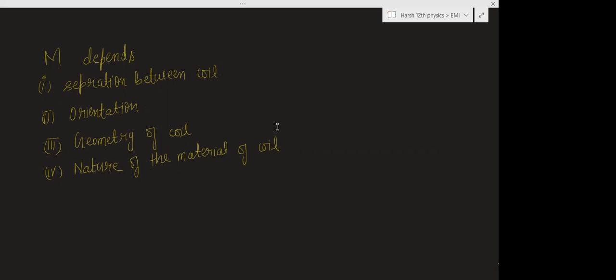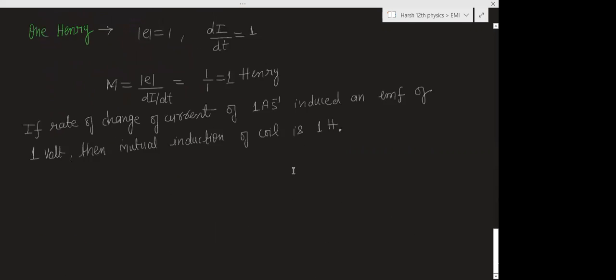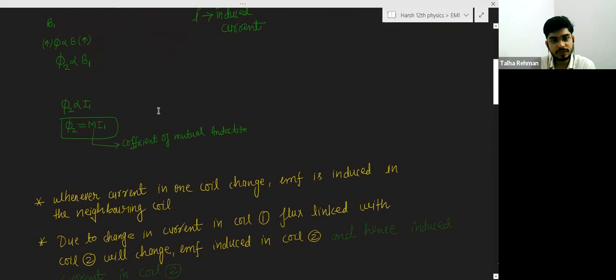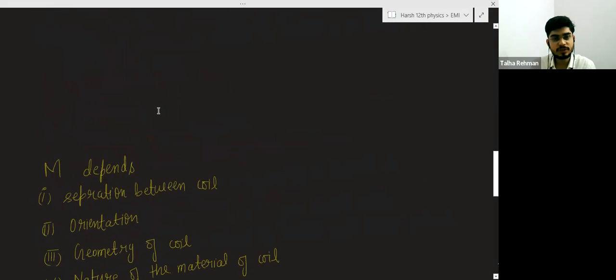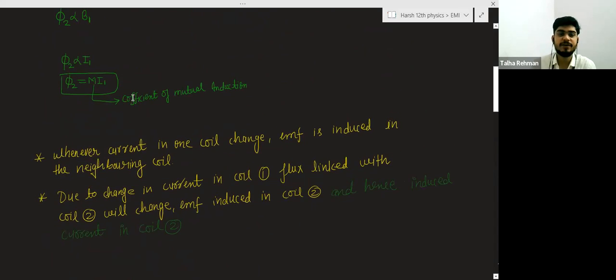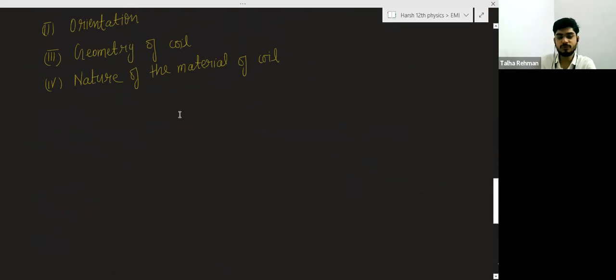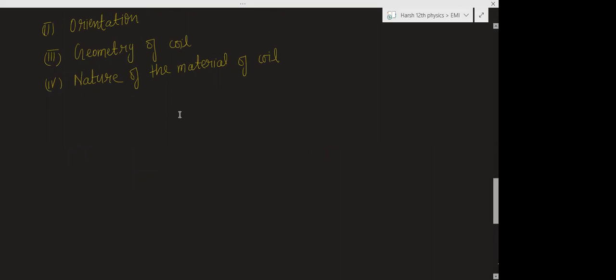Now write this also: 1 Henry. I have not written the unit of this. So the unit of this coefficient of mutual inductance is Henry. So 1 Henry is defined by... Just a minute. First we will do the derivation, then we will write.